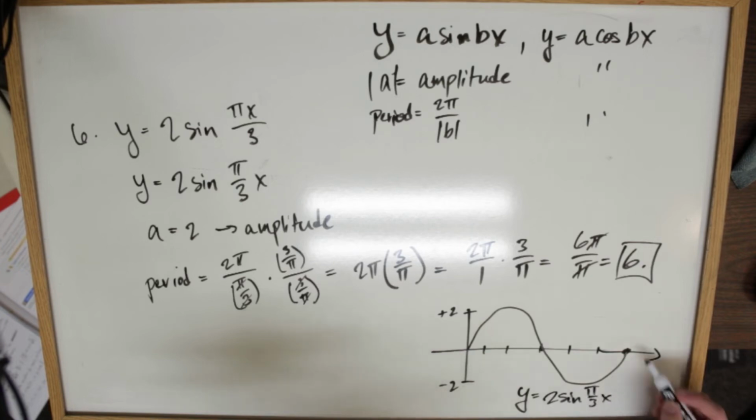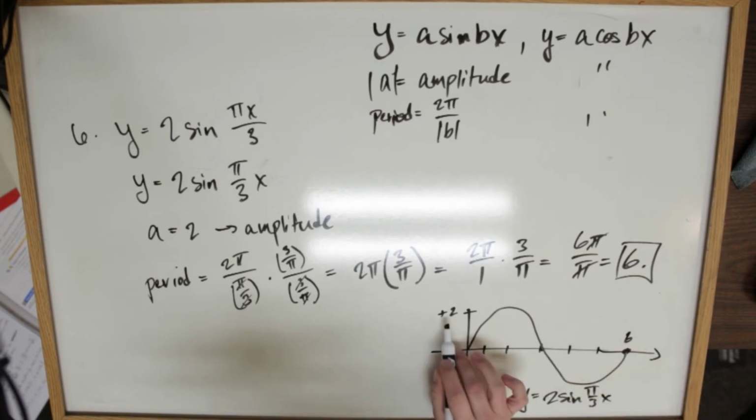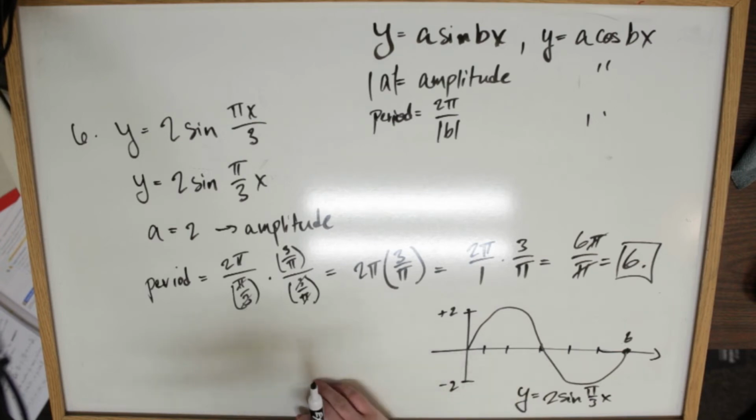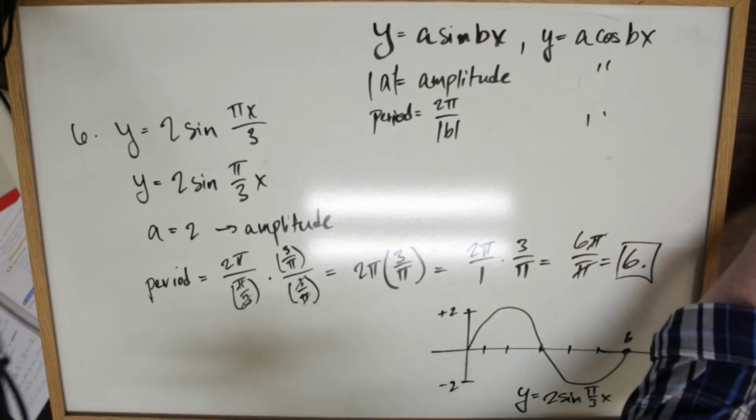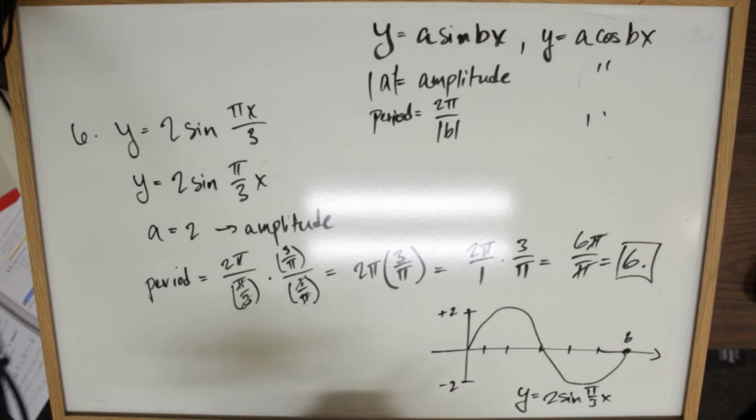Okay, so this is 6. This is the period. That's one iteration of the curve. It has an amplitude of 2, which means it's its maximum height. So based on just some of the information that you have here, you can graph these, I think, hopefully pretty easily.